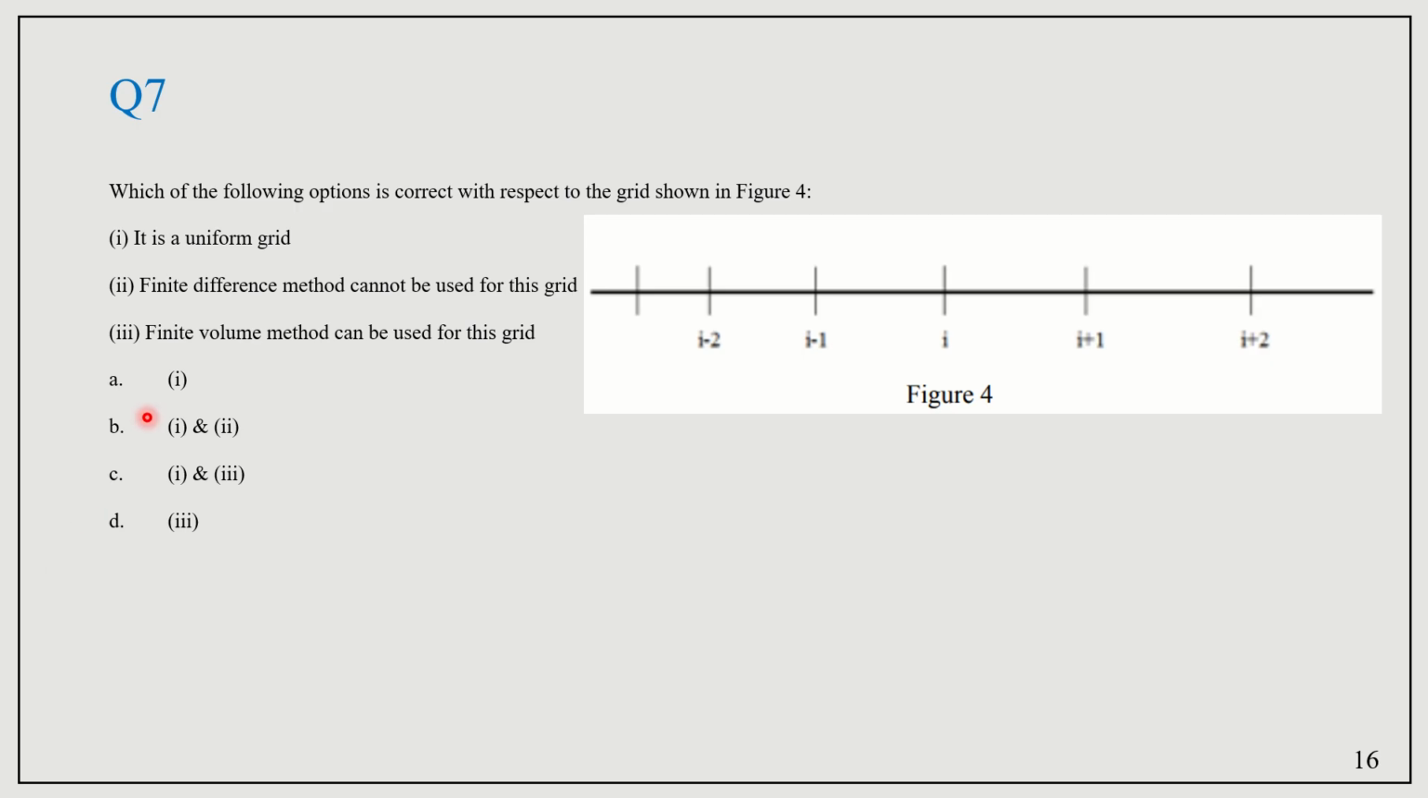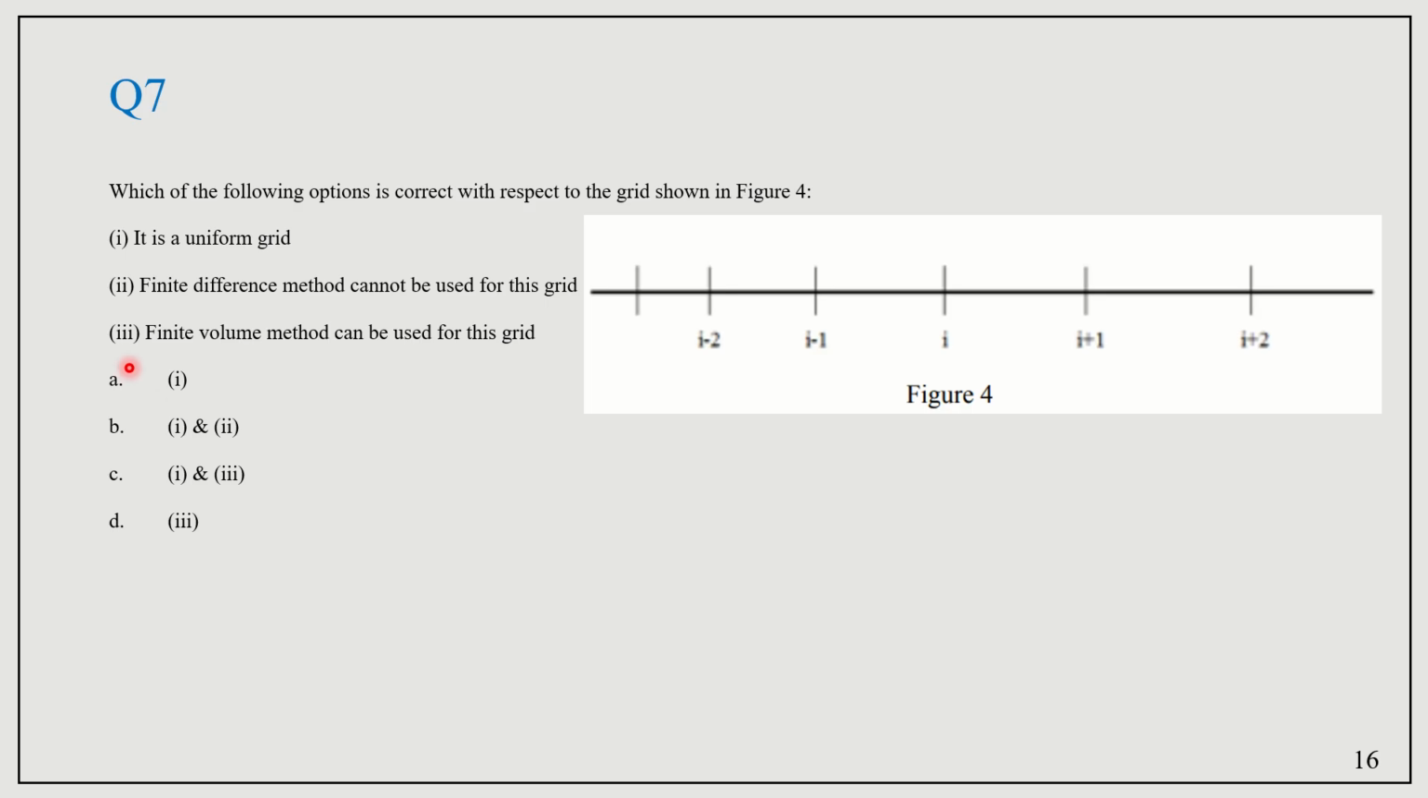What is given in the third statement? In the third statement, we are given that finite volume method can be used for this grid. So that is the only right statement. For the rest of the statements, if it had been given that it is a non-uniform grid, or that finite difference cannot be used, finite difference can be used, then it would have been right. But it is not given. So the right answer is option 3 only.